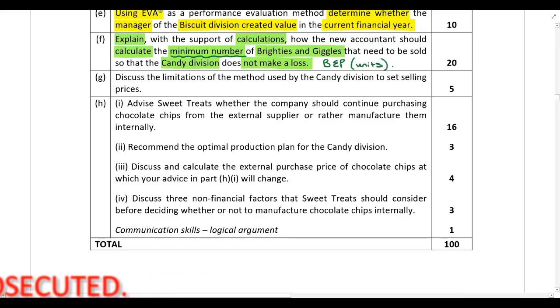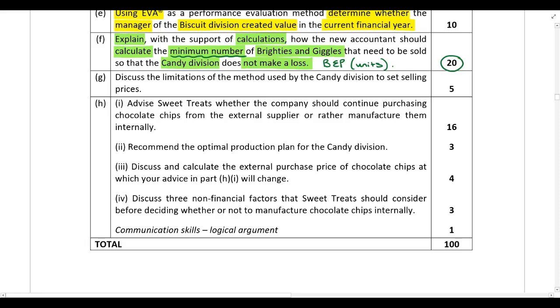All right. Then in addition to that, we are not only looking at the calculation of the break-even point in units. You'll see this part of the required is for 20 marks. If you only look at the calculation, and if you get the calculation 100% correct, you don't make any mistakes, you will then get 10 out of 20 for this part of the required. So even if your solution is perfect, if you only focus on calculations, you will only get 50% for this part of the required. So it's very important, guys, that you answer the required properly. The required does not only ask for calculations, you need to explain with the support of calculations.